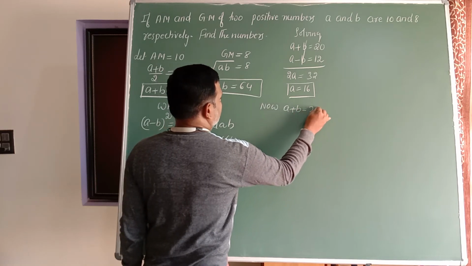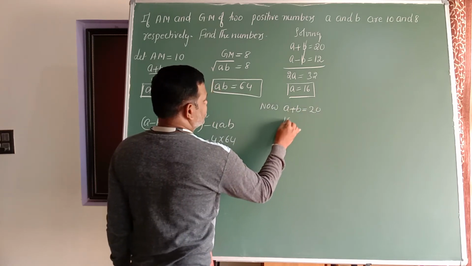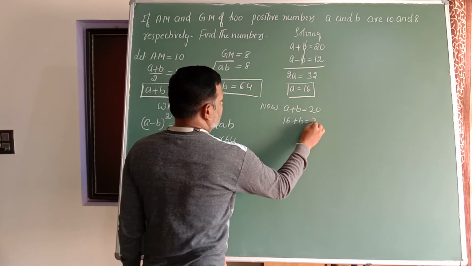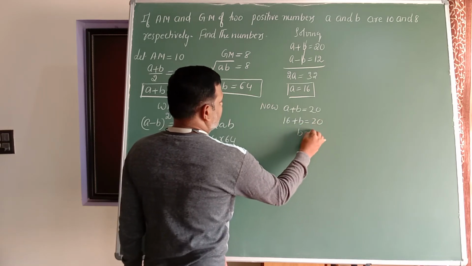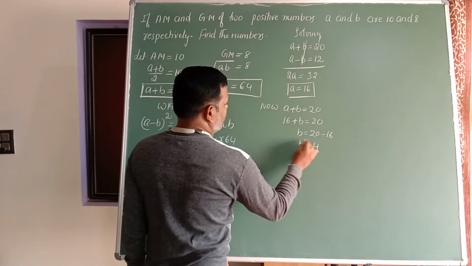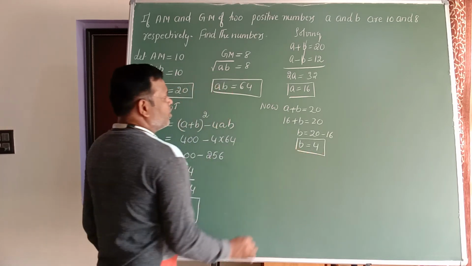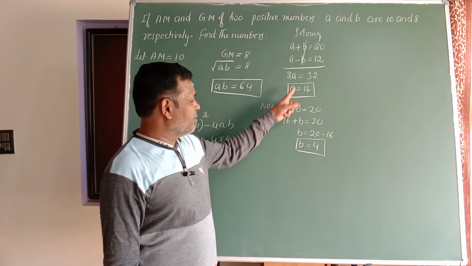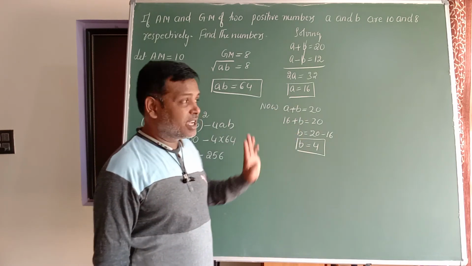A plus B is equal to 20. So A is equal to 16, plus B is equal to 20. Therefore B is equal to 20 minus 16. Therefore B is equal to what here? 4. So when A is equal to 16, B is equal to 4 for the first equation.